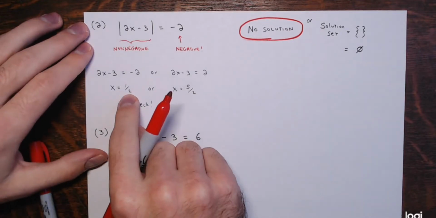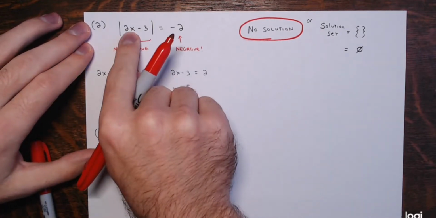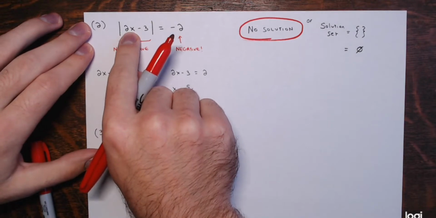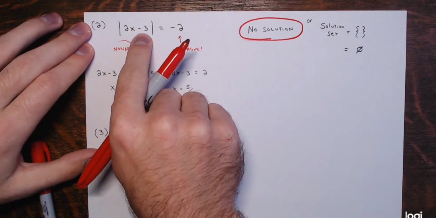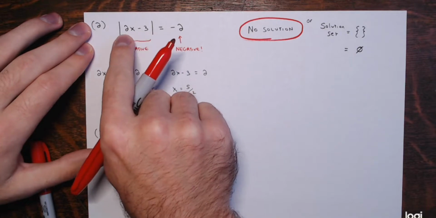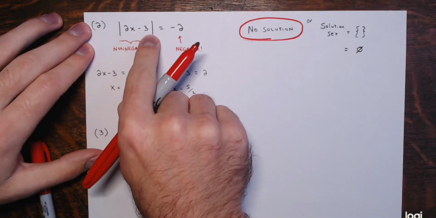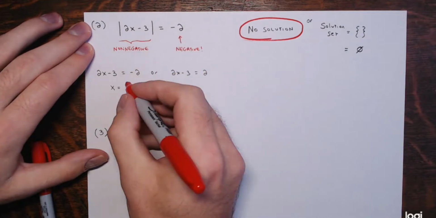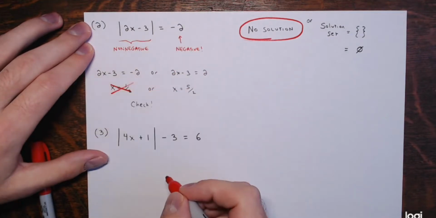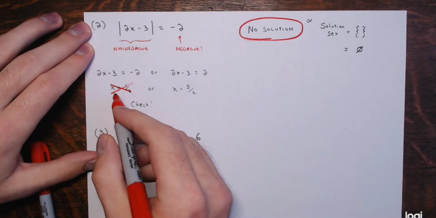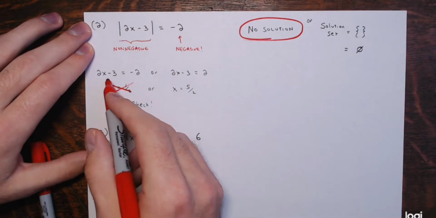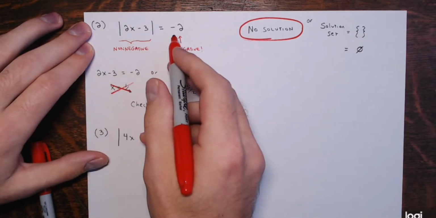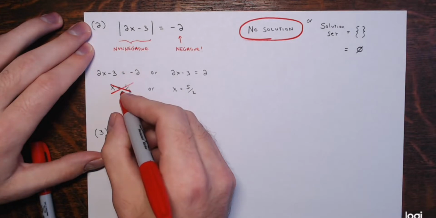If I plug in a half, 2 times a half is 1. 1 minus 3 is negative 2, but then we're taking the absolute value. We would get 2 on the left side and negative 2 on the right. That is incorrect. And again, remember what this is called. You find a solution and it doesn't work. This is called an extraneous solution.